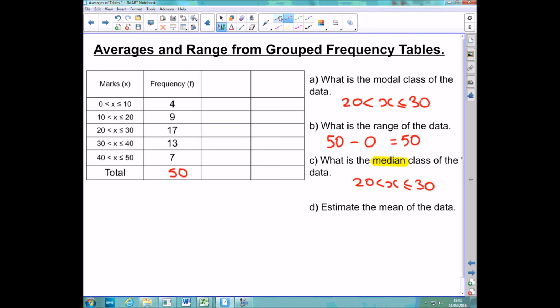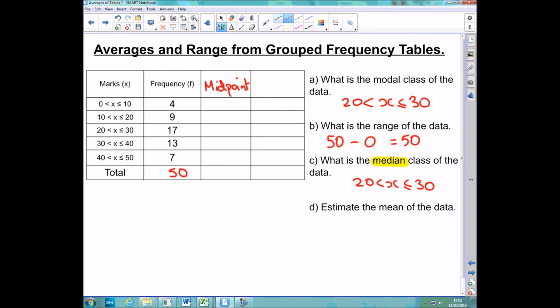So the final question, I'm asked to estimate the mean of the data. Now if you remember in the last question I just multiplied the first two columns together, but I can't do that here because I've got a group and I can't multiply a group by a number. So what I need to do is have a number that represents these groups, and that number is going to be the midpoint. So I'm going to have a new column in my table and I'm going to write the midpoint of each of the groups.